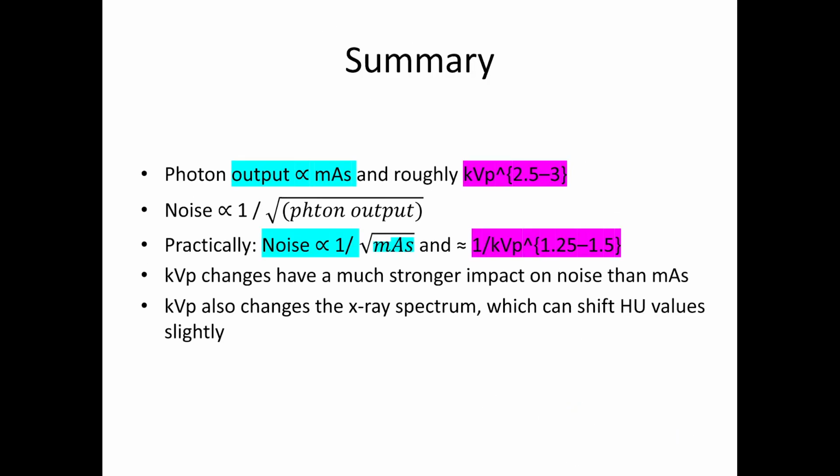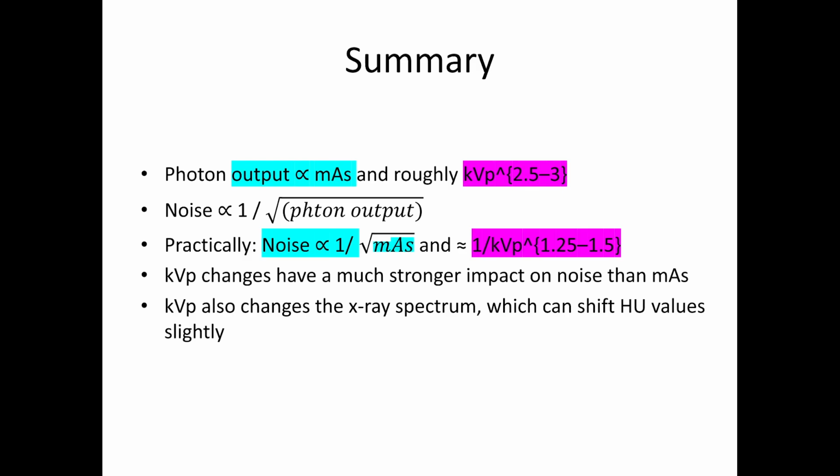To summarize, the photon output is directly proportional to mAs and roughly proportional to kVp to the power of 2.5 to 3. Since noise is inversely proportional to the square root of photon output, noise is proportional to 1 over the square root of mAs and 1 over kVp to the power of 1.25 to 1.5.